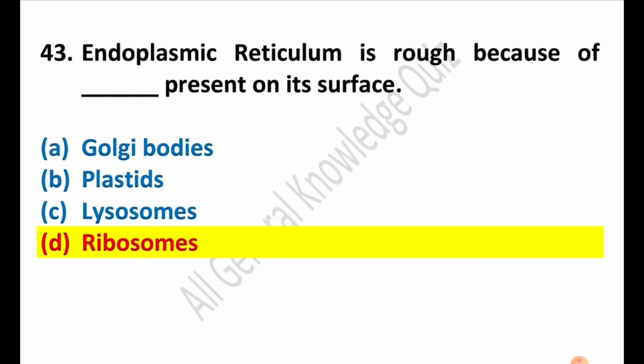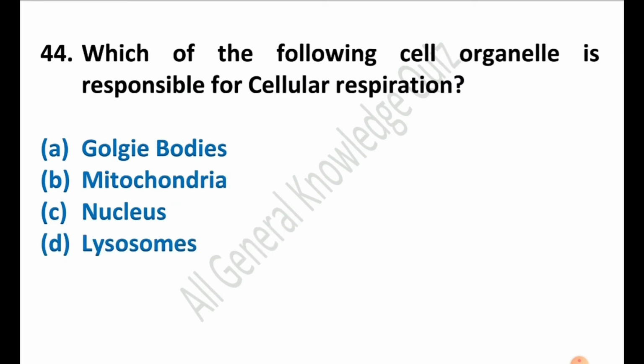The answer is option D, ribosomes. Endoplasmic reticulum is rough because of ribosomes present on its surface. Question number 44. Which of the following cell organelles is responsible for cellular respiration? Option A, Golgi bodies. Option B, mitochondria. Option C, nucleus. Option D, lysosomes.